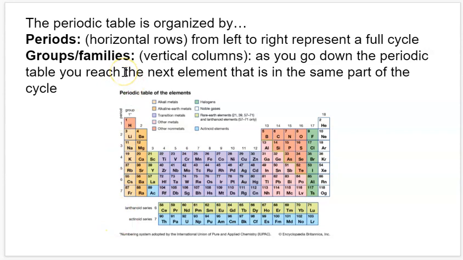And you could say that things in a column are lining up in that interval again. It's kind of like being in subsequent Januaries. You start at lithium, you go through the full cycle, and then you end up at sodium. And even though they're different elements, they're going to have similar properties. And this is true for all of the columns. That's why we call them groups or families, because everything within a column is going to have similar properties.